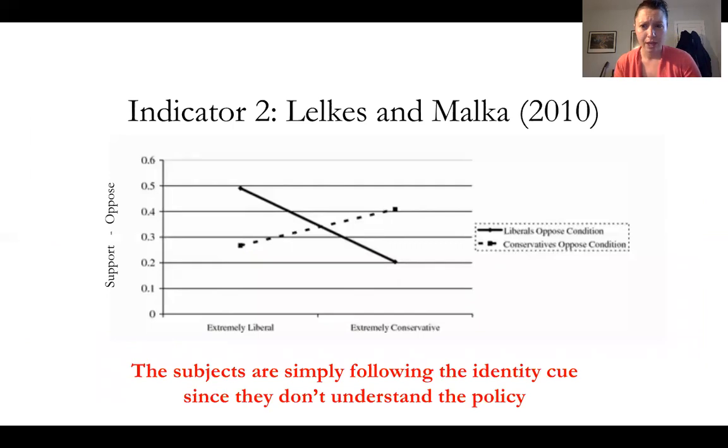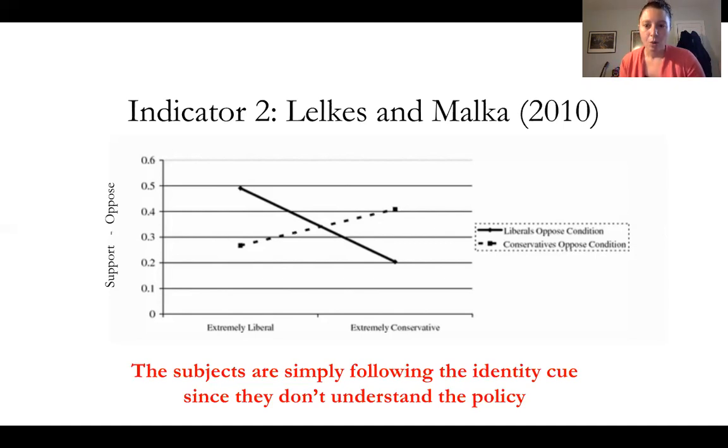Number 2, this is a really clever study by Lelkes and Malka. They wanted to understand if ideological labels act as basically informational cues and social cues. So what they've done here is they've come up with a policy that people typically don't think a lot about or understand: farm subsidies, which is strange because I actually showed you a video that talked about farm subsidies last week. So just pretend that that didn't happen.